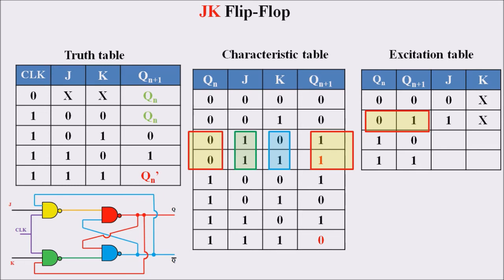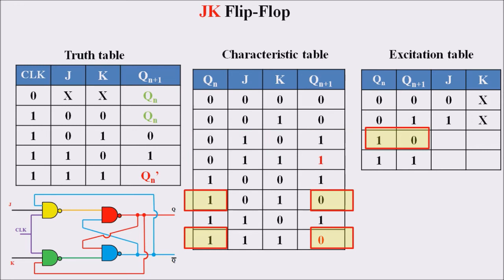So if we are moving towards the third condition, that is Qn is equal to 1 and Qn plus 1 is equal to 0, here we can see two different cases with the J value as 0 and 1, as well as K value is 1 in both these cases. Thus, the excitation table values will be J is having a don't care condition and K is having a condition of 1.